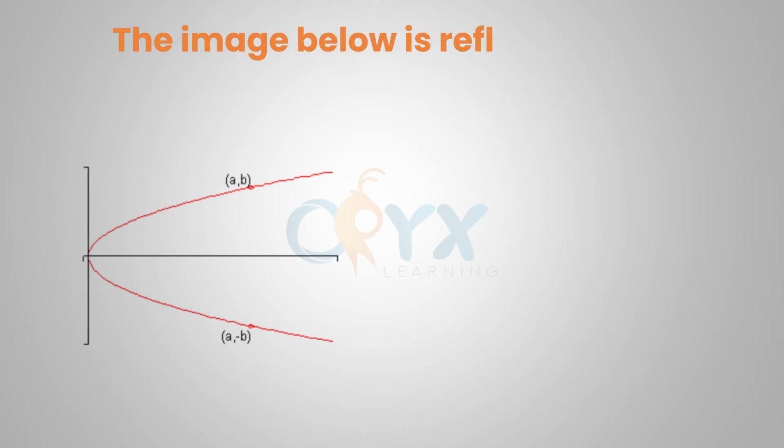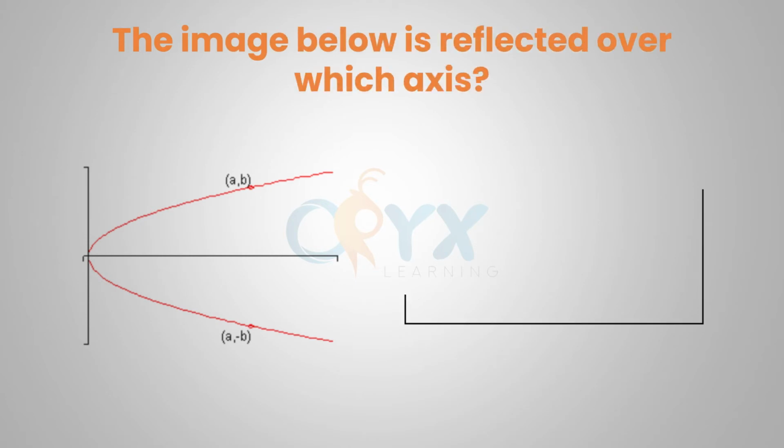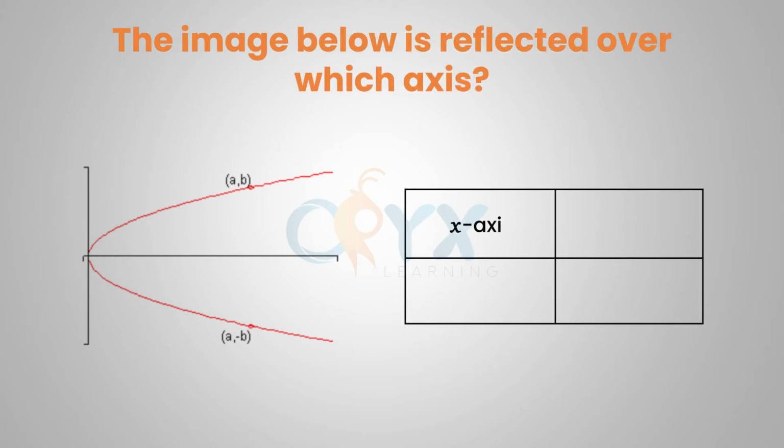The image below is reflected over which axis? The x-axis, y-axis, both, or neither? So as we can see on the image, the point (a, b) and the point (a, negative b). In this case, the y value was multiplied by negative 1, from b to negative b. Therefore, we know that the symmetry is x-axis symmetry.